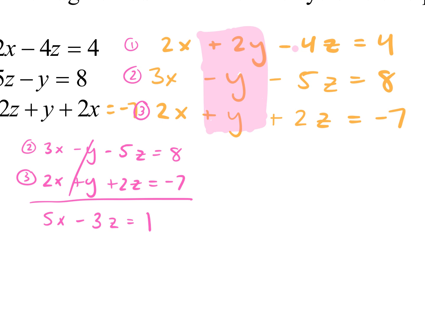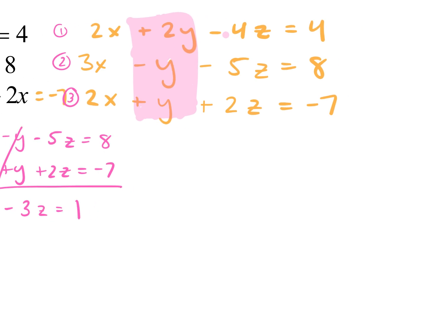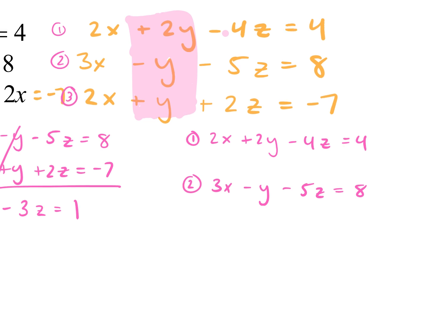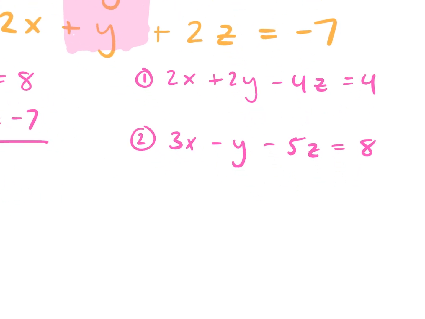Remember, we have to do this step twice. So which 2 other equations do you want to combine together? 1 and 2. Awesome. So 1 and 2. So we've got 2x plus 2y minus 4z is equal to 4. And 2 is 3x minus y minus 5z is equal to 8. What do I need to multiply by to get the y's to cancel here? I need to multiply the second equation by 2. So everything's going to get multiplied by 2. I'm going to write it just above here so it's easier for me to see and combine them together.